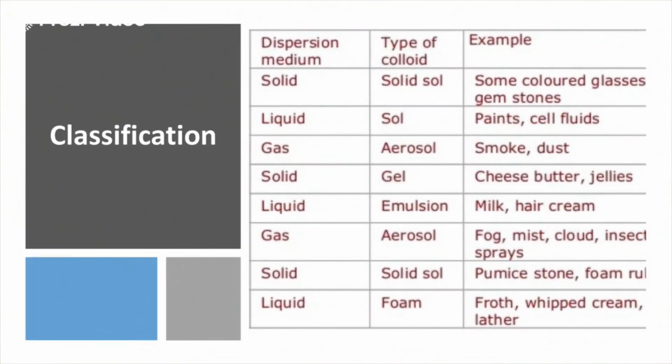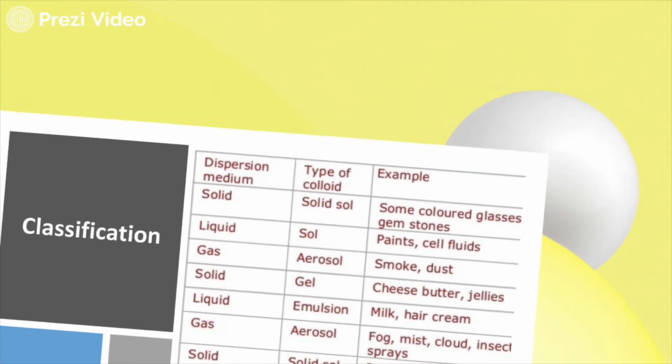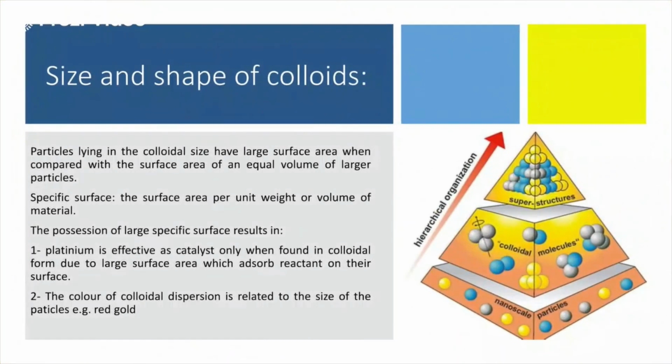So one of the classifications is on the basis of the dispersion medium and the type of the colloid. For example, if your dispersion medium is solid, then it will be referred to as the solid sol. So you have to memorize these classifications, on the basis of solid, liquid, gas. If it is liquid sol, and if gas, then it is known as aerosol. So depending on the type of the dispersion medium, you can simply classify on the basis of the physical state of the dispersion medium. You have to at least try to memorize 2 to 3 examples in each category.